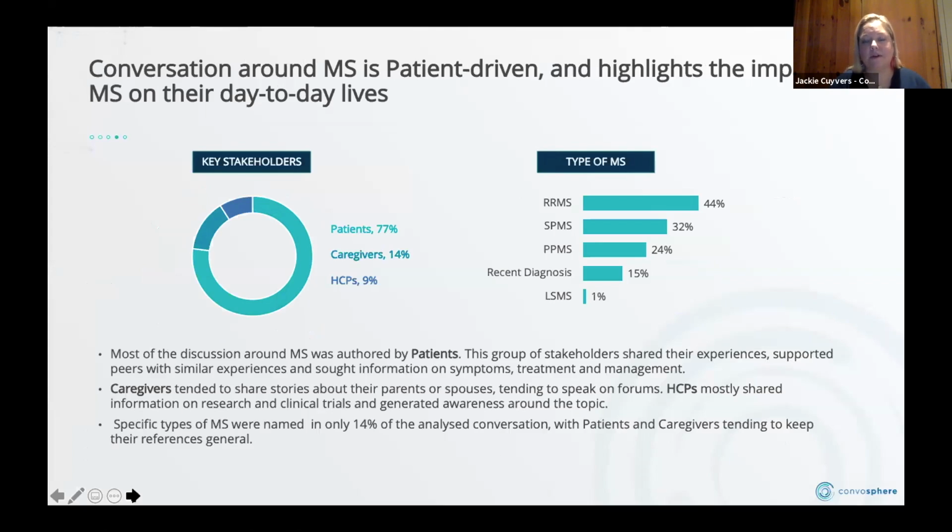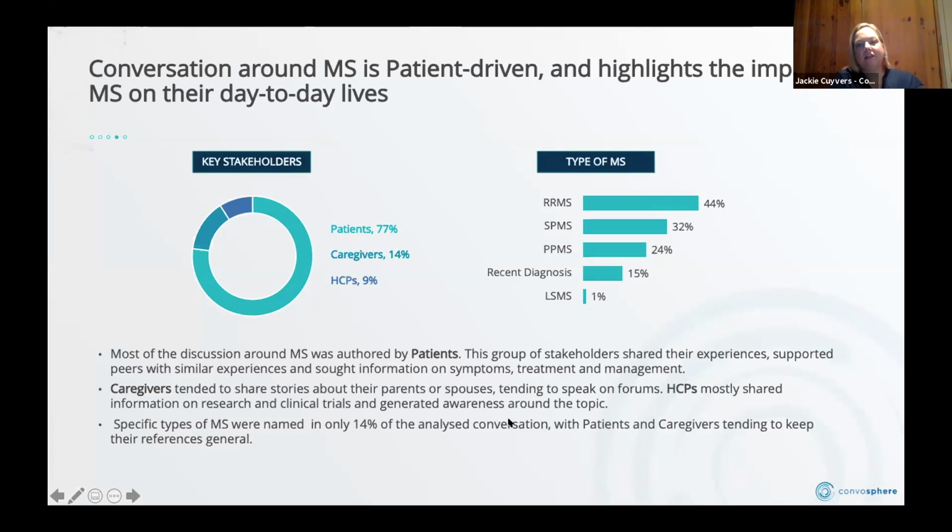So conversations around MS are very patient driven. It's a chronic disease. The people who have this often have it for quite some time, and they have a large presence and are very vocal across online channels like forums, websites, groups, and social media like Facebook groups and Twitter, as well as non-patient focused forums like Reddit. So it's unsurprising that we see the majority of conversation, 77% here, is by patients.